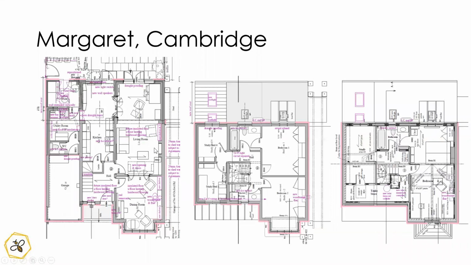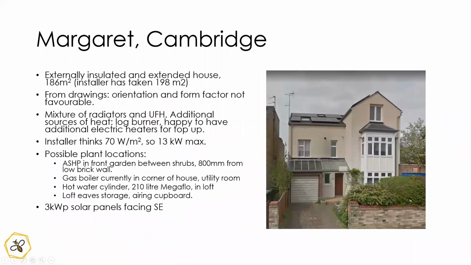These are the drawings. So we've got quite a lot of rooms, and as you can see, lots of heat loss areas here and here, but there is external insulation. This is where the boiler is, right in the corner over here, whereas I think the hot water cylinder is over here in the loft, so quite a way away.